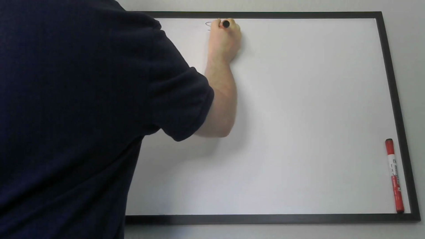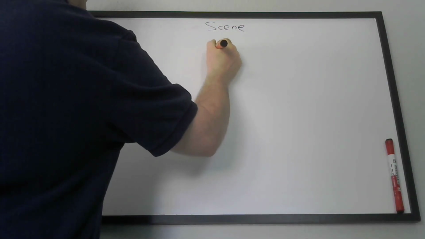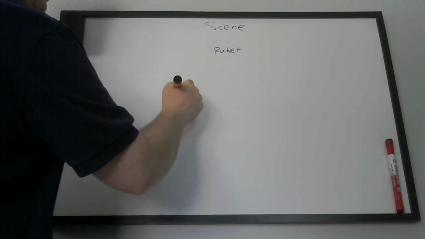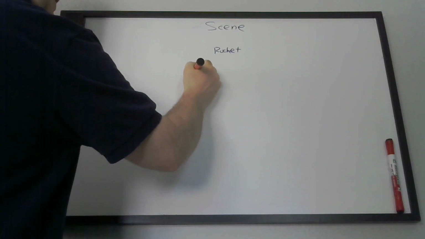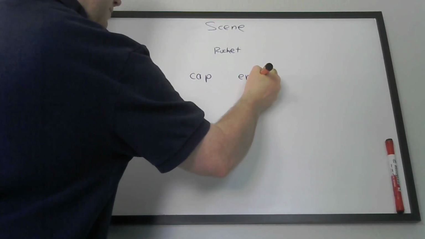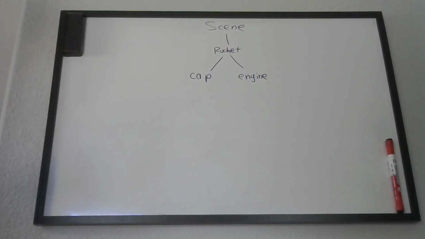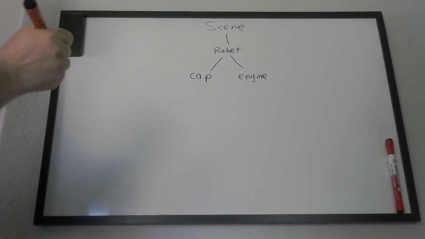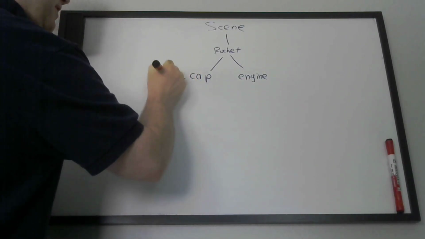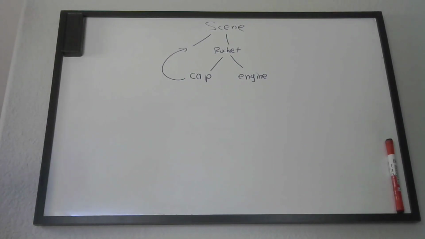So I'm going to say we have the scene. And then underneath the scene, we have a rocket. And then underneath the rocket, we have the cap and the engine. So it's sort of like a tree. I want to, at a specific time, take this cap and move it up here so that it would be a child of scene.